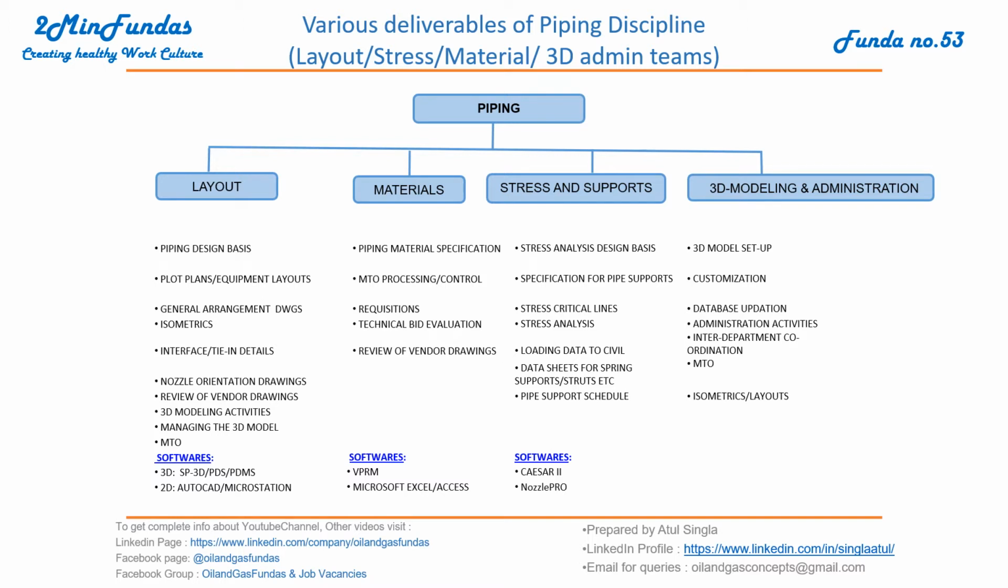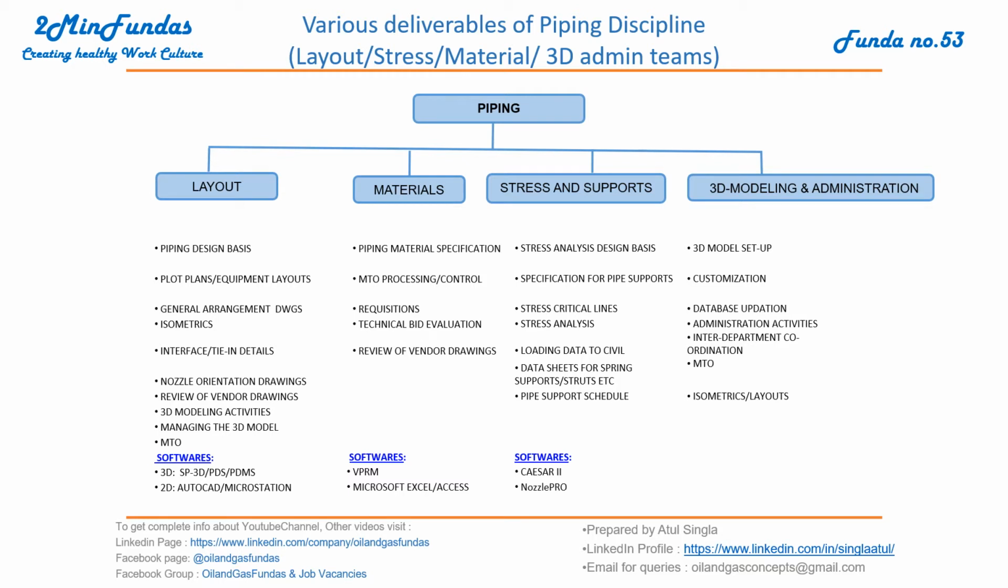They use 3D or 2D software. Most of the time we are using PDMS, SP3D or PDS. In 2D we are using AutoCAD and MicroStation. So all these deliverables we'll discuss in detail, each and every deliverable. What are these deliverables? What are the different activities we have to perform to get each deliverable? Okay, this is just an introduction, just the list of items which are majorly delivered by the piping layout team.